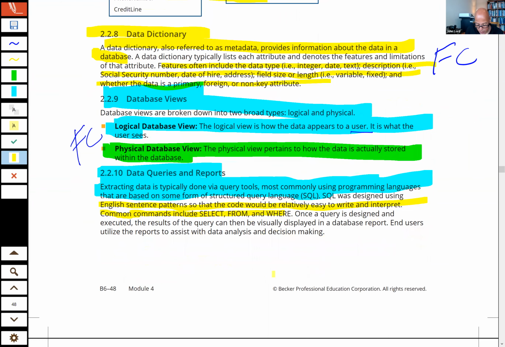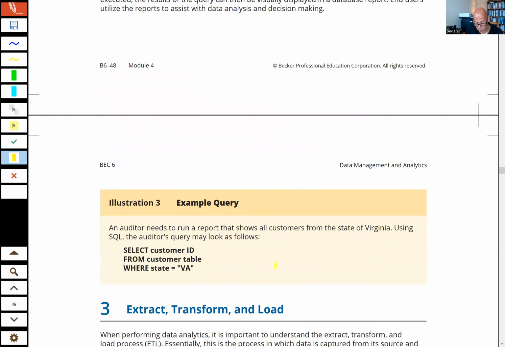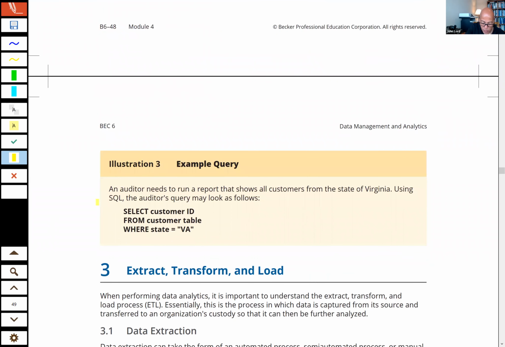They give us an example up here of a query using SQL, which is: select customer ID from customer table where customers from Virginia. And with some training, of course, you can pretty easily learn how to use SQL.